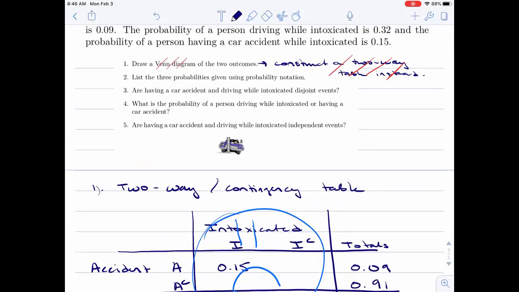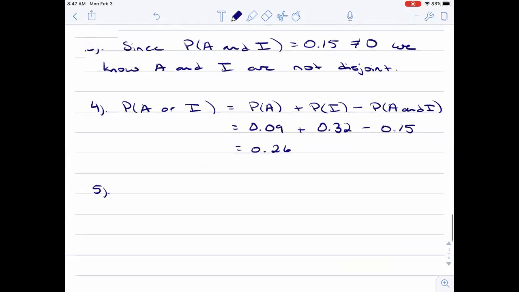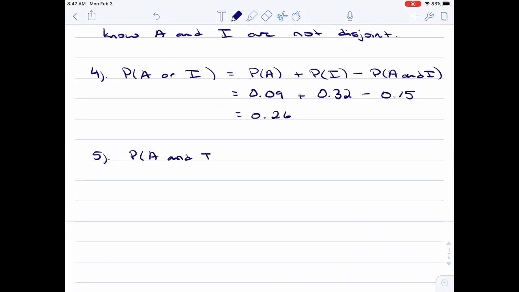Are having a car accident and driving while intoxicated independent events? So now we have to check to see if they are independent events. We're going to check whether the probability of A and I equals the probability of A times the probability of I. The last question's sum, like the answer is 1.07. No, that can't be. Make sure you're doing 0.09 plus 0.32 minus 0.15. Are you doing minus? Are you sure? Good. Zeros make a big difference.